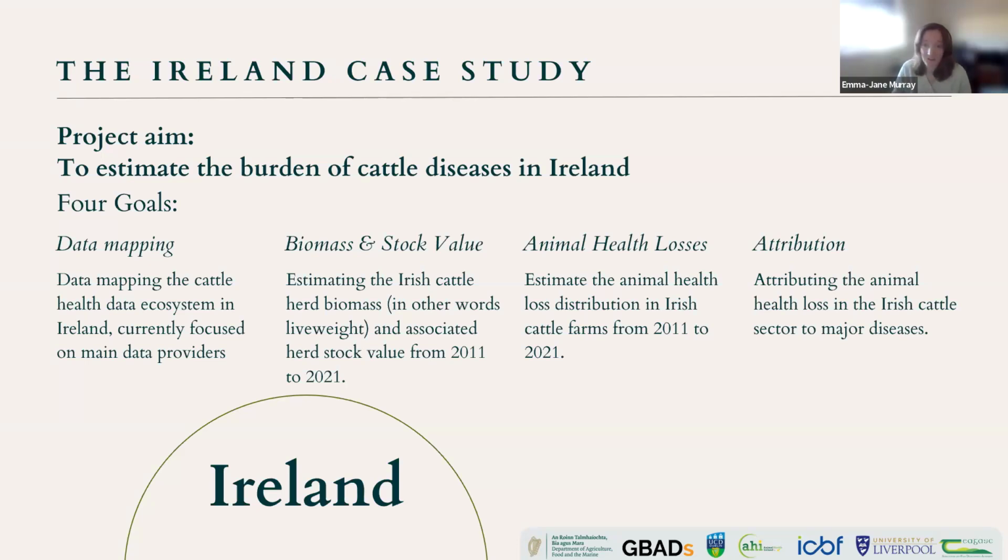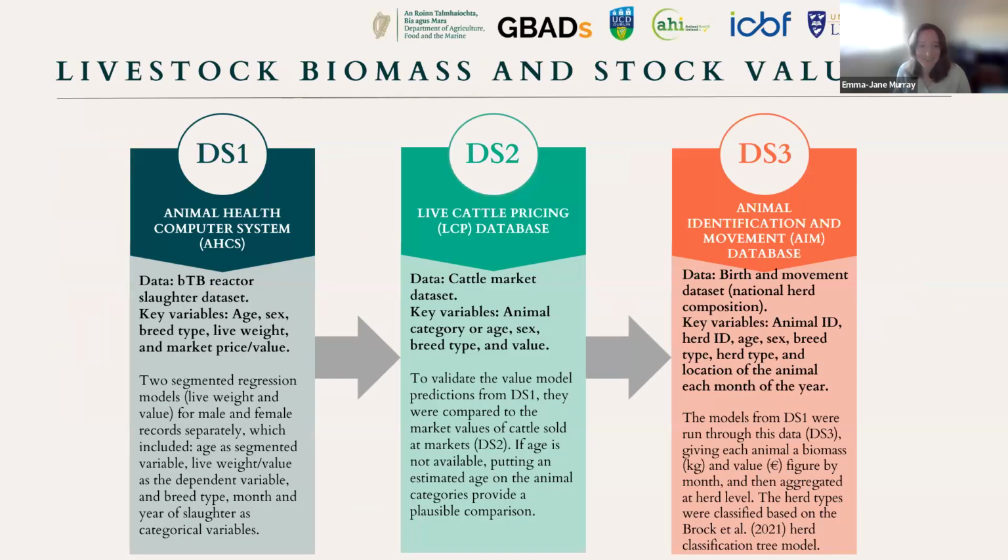The aim of this particular aspect of the study is to use movement data and economic marker events to measure animal health loss and efficiency on farm. But I'll talk further about that in the later slides. And then the final goal is attributing that to major diseases in the Irish cattle sector. So going straight into an overview of the methodology of the livestock biomass and stock value, we have three data sources from the Department of Agriculture.